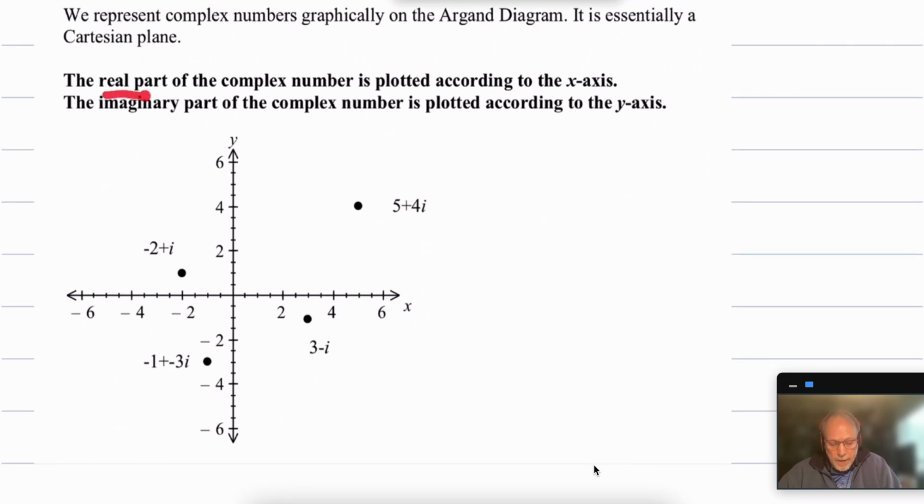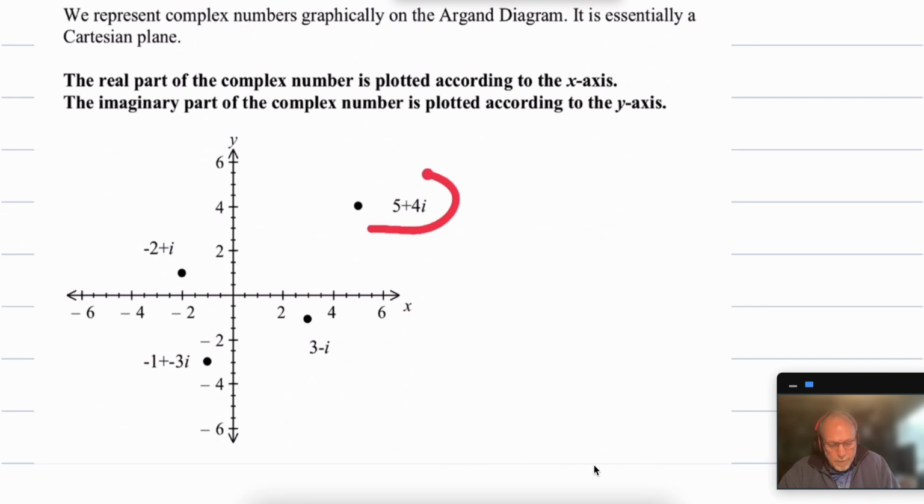And the real part here is plotted according to the x-axis or the horizontal axis. So if we equate it with the Cartesian plane, it'd be the same. Real axis is the same as the x-axis, and the imaginary part of the complex number is going to be plotted along the y-axis or the vertical axis. So we can see the complex numbers here.